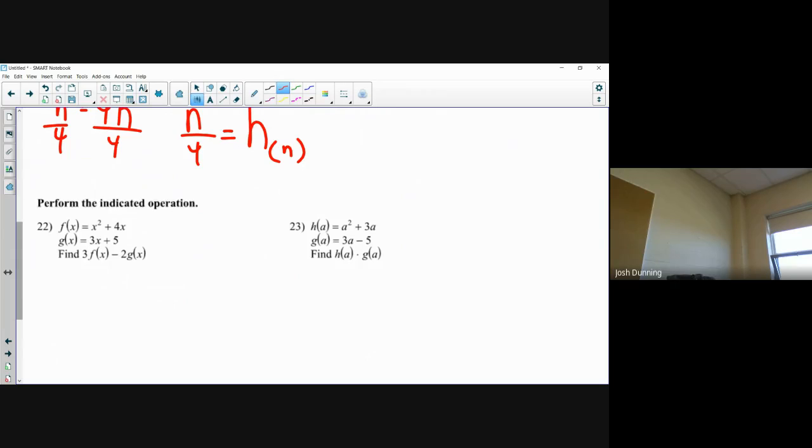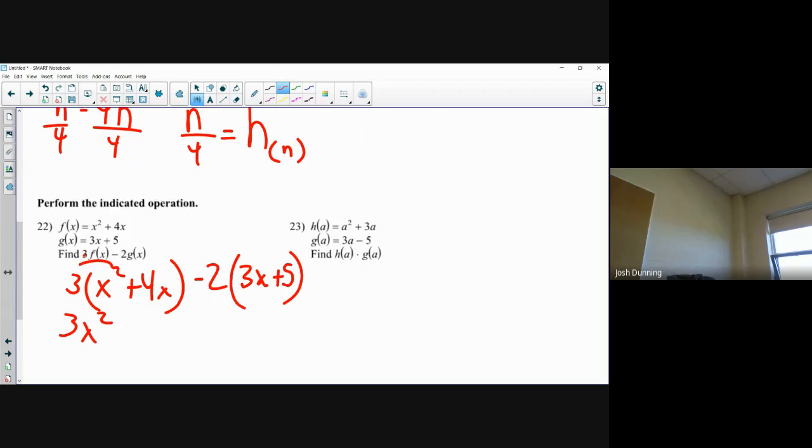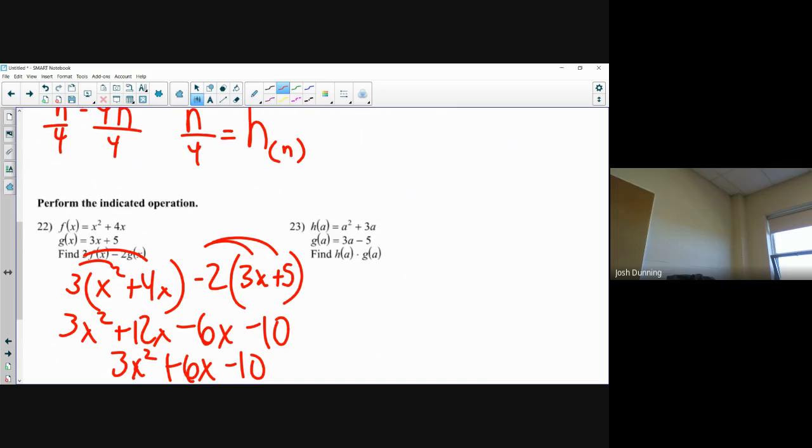3f minus 2g. Okay, f is x squared plus 4x. I'm going to put parentheses around it, though. (2g) with parentheses again. Now we got to distribute: 3x squared plus 12x minus 6x minus 10. 3x squared, 12 minus 6 is 6. Bring the 10.